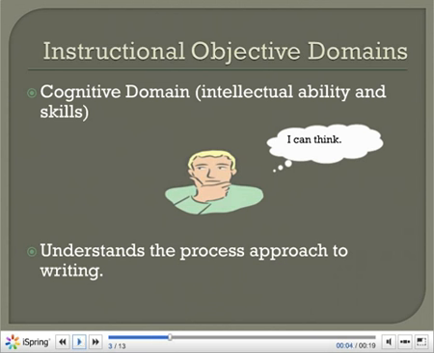When we write objectives, we can write them in three different domains. The first of those domains is cognitive, which focuses on thought processes and intellectual ability. You see an example of this at the bottom of the screen. Teachers in the United States tend to write more objectives in this domain than any other.